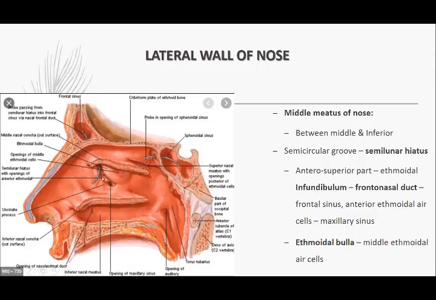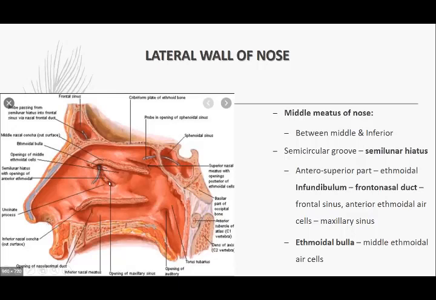So three structures open here. You have the opening of the frontal sinus, anterior ethmoidal air cells, and maxillary air sinus. Now immediately above this semilunar hiatus, this semilunar hiatus that I told you about, this groove.